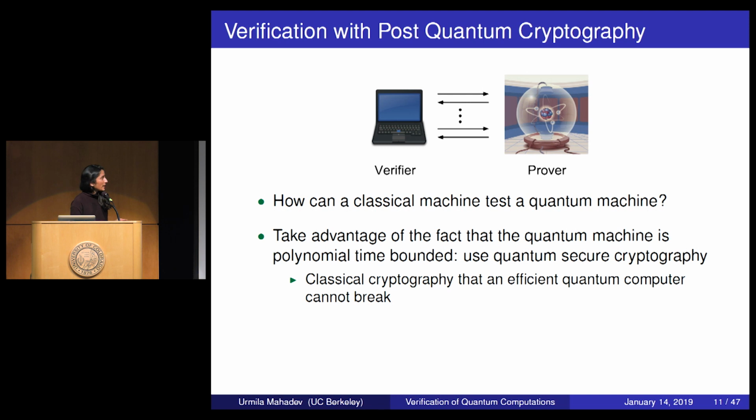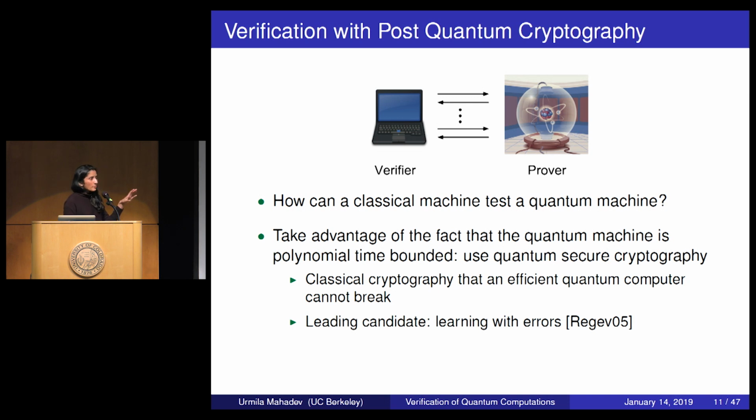More specifically, I'm going to rely on the assumption of learning with errors. This is currently the leading candidate in quantum secure cryptography. Essentially what this assumption says is that there's a system of noisy linear equations. And when I assume that learning with errors is quantum secure, I'm assuming that even a quantum computer cannot solve the system of noisy linear equations.